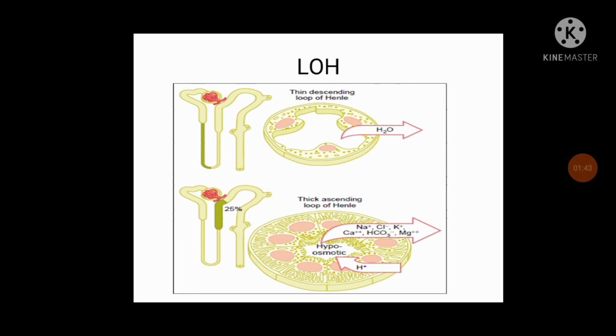Okay, and this absorption of these solutes or ions is going to help in the concentration of the urine, in helping the countercurrent multiplier system. Okay, so this thick ascending loop also is going to secrete H plus ions in the tubular fluid.